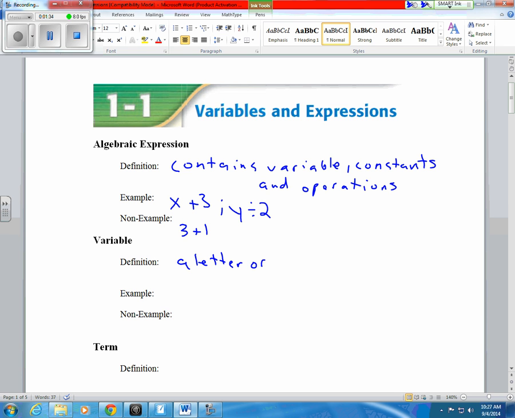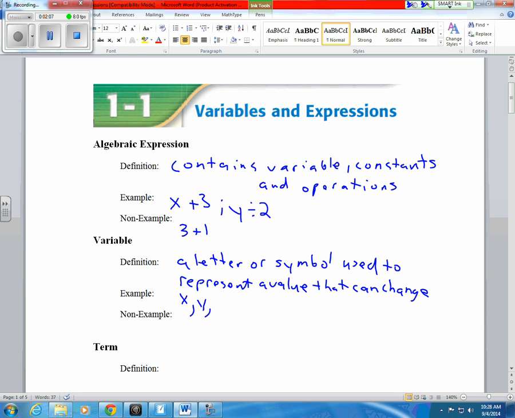A variable, I already used the word variable, is just a letter or symbol used to represent a value that can change. Sometimes you also hear it being called a letter or a symbol used to represent an unknown. An example would be the letter x. We use that a lot of times in algebra. The letter y.